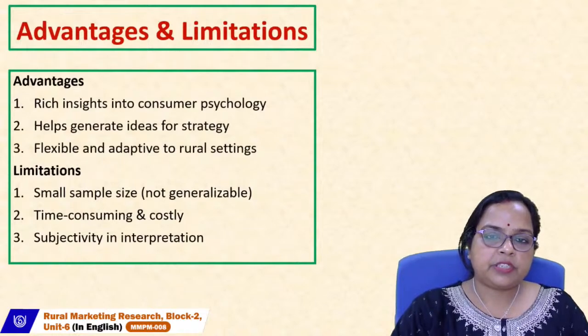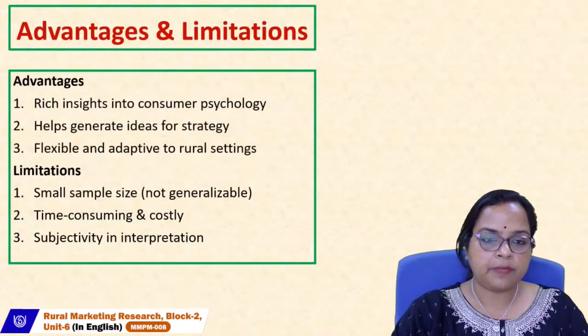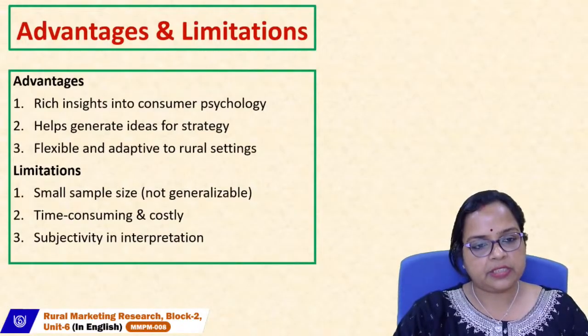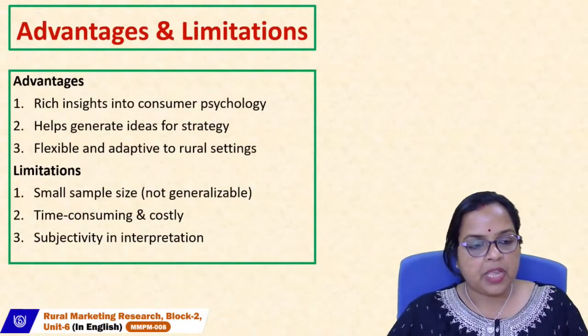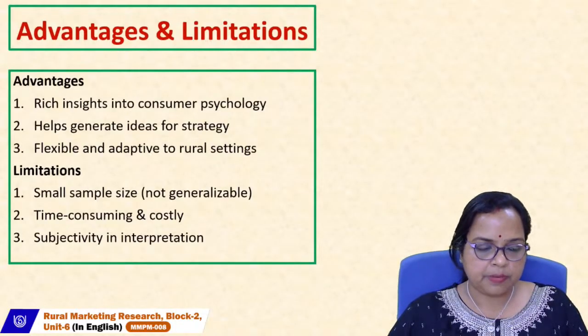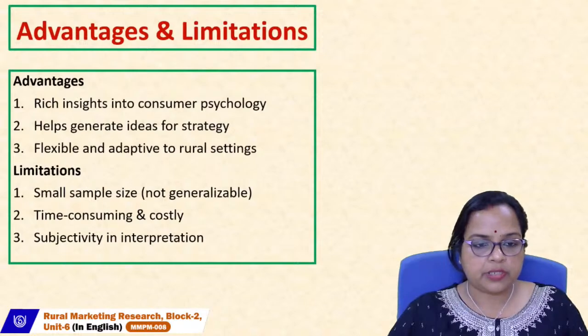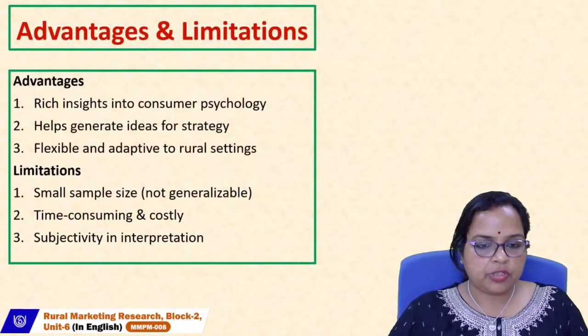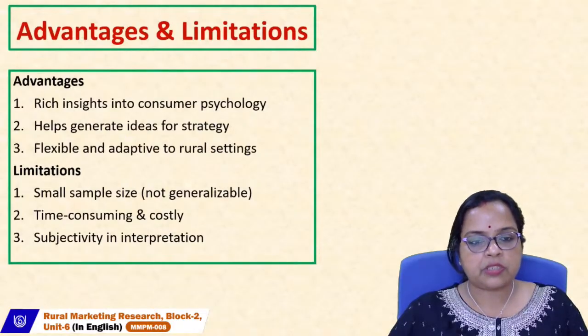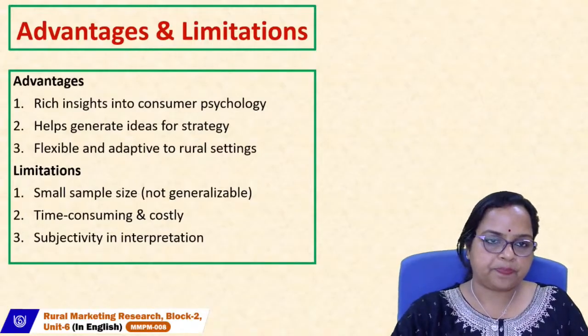What are the advantages and limitations of qualitative research in rural marketing research? Qualitative research gives rich insights into consumer psychology. By doing qualitative research, you can understand the depth of consumer psychology. It helps to generate ideas for strategies flexible and adaptive to rural settings, but it has some limitations also. Small sample size, as we understand, getting a proper sample in the rural belt is not that easy. So this is the first limitation. It is time consuming and costly, and sometimes while making a decision on that feedback, subjectivity in interpretation is a limitation. You may interpret in a correct way or you may interpret in a wrong way also.